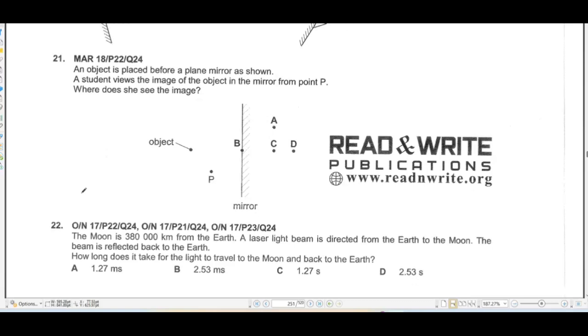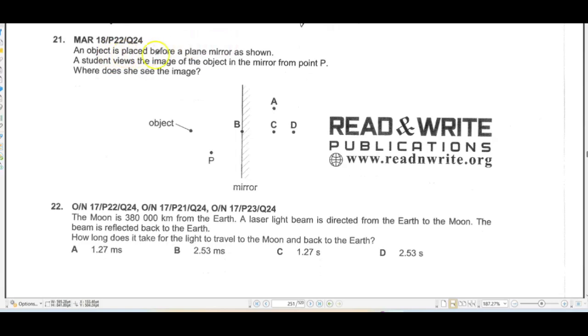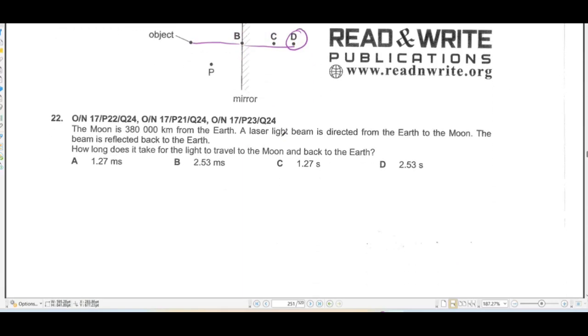So it would be a better idea. Okay, an object is placed before a plane mirror as shown. The student views the image of the object in the mirror from point P. Where does she see the image? If the object is over here, so C के distance पे कहाँ है? D seems to be the correct option. It's in the same line with that of the object and it's at the same distance from the mirror. So D is the correct option.